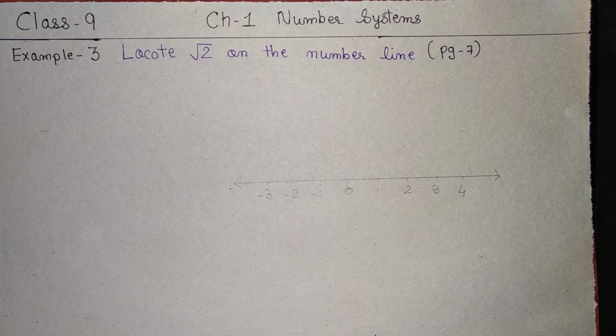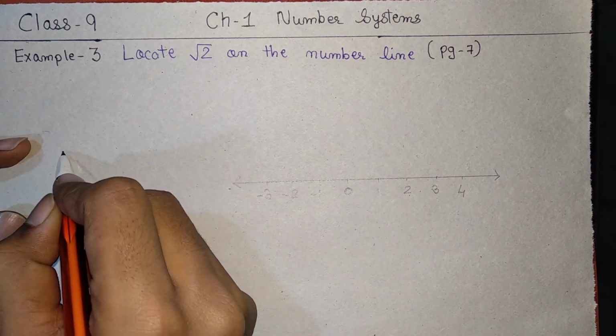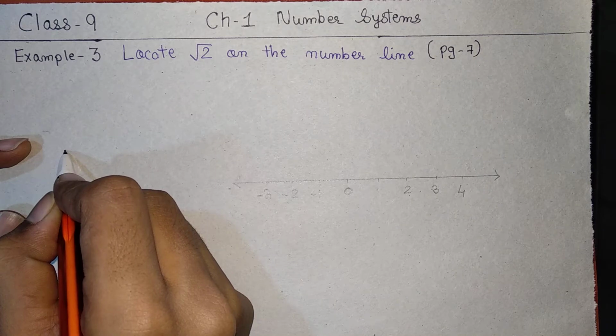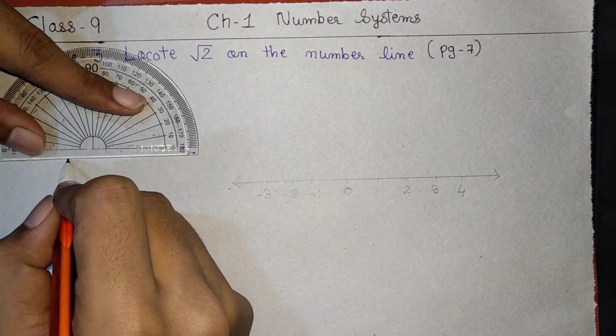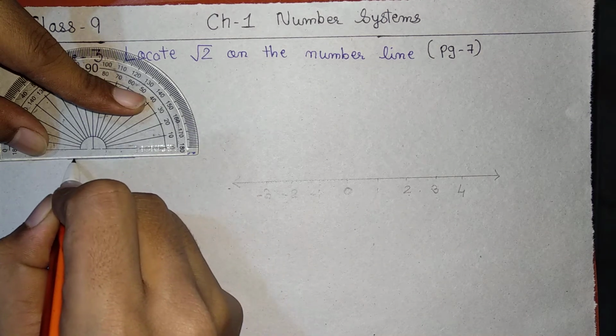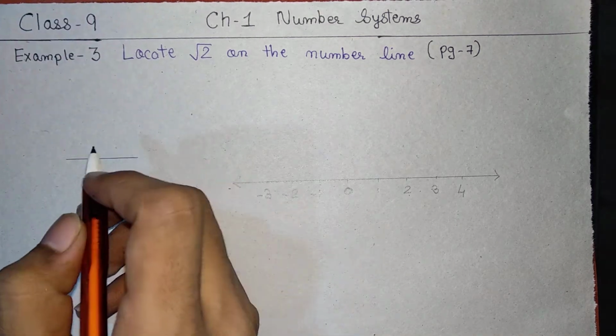First of all, we will take some steps. The very first step is to draw a right angle triangle and take some units. How are we going to draw a right angle triangle? Here we will take 1 unit from here.